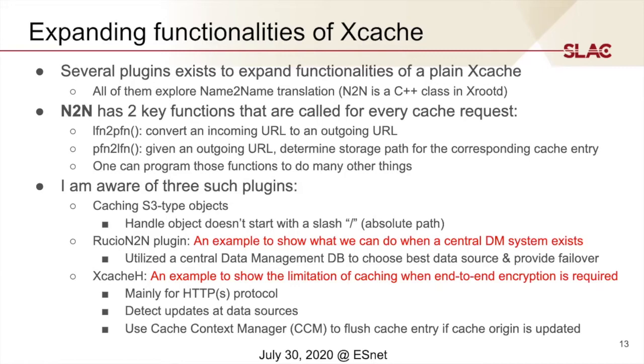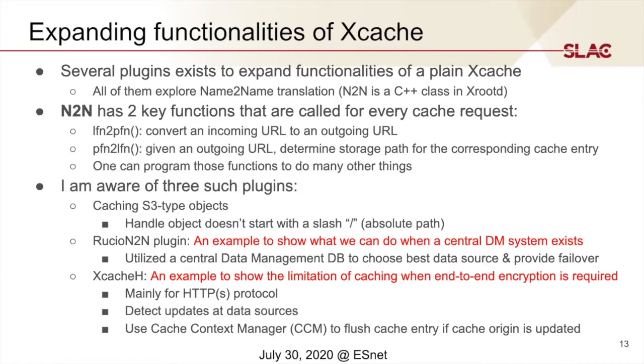But with this function, you know that all these files are the same files in cache. They can share the same cache entry. So you can do a lot of things in these two functions. I am currently aware of 3 plugins. The first one is just a storage plugin, which I'm not going to go into. The second one is the Xroot end-to-end plugin, which utilizes a central data management database to choose the best data source and also to provide failover.